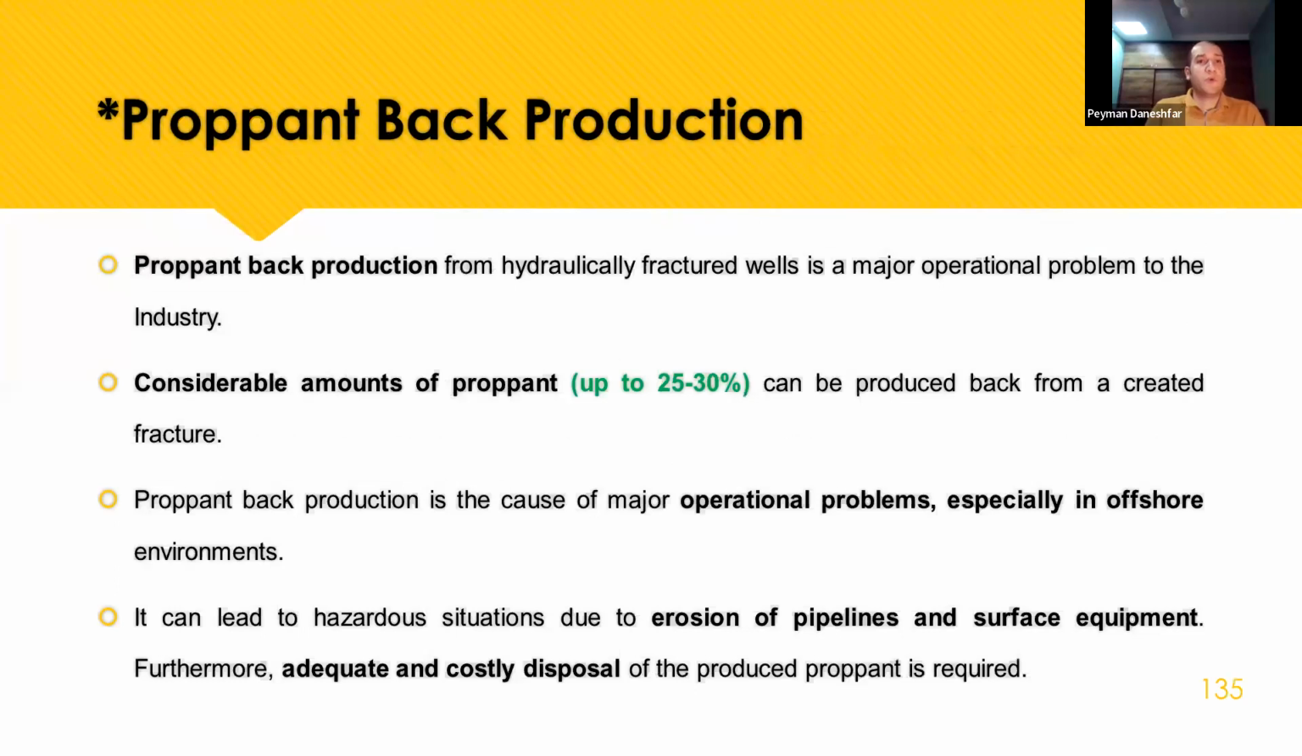I told you about Proppant back production. Proppant back production from hydraulic fracturing is one of the major operational problems to the industry. Consider that up to 25 to 30%, a considerable amount, of Proppant can be produced back from the created fracture. Proppant back production causes operational problems, especially in the offshore environment, because it can lead to hazardous situations, erosion of pipelines and surface equipment, and costly disposal of the produced Proppant is required.